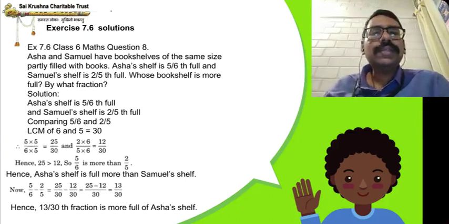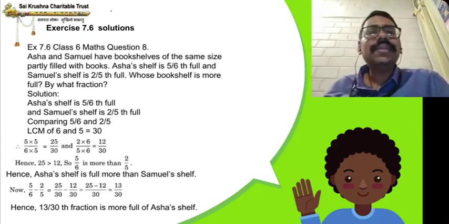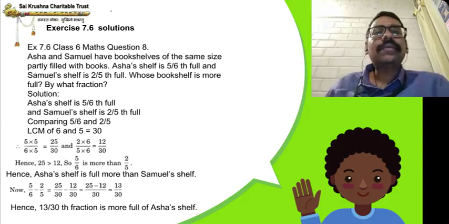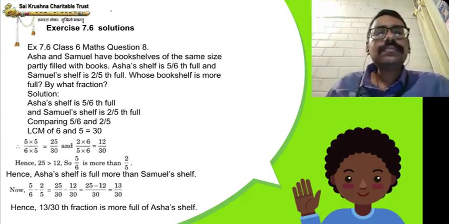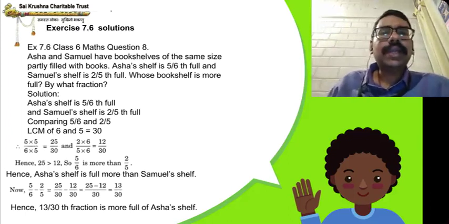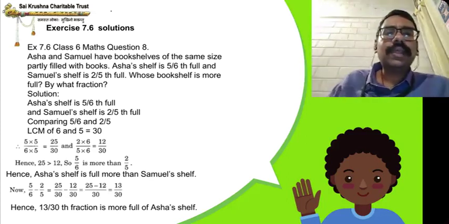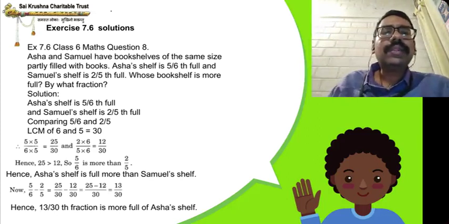Now go to 5 by 6. If you want to get 30 in the denominator, which number you should multiply with 6? 5. So multiply both numerator and denominator by 5. 25 by 30. Next 2 by 5. If you want to get 30 in the denominator, which number you should multiply with 5? 5 6s are 30. Correct. Now multiply both numerator and denominator by 6. We'll get 12 by 30. So 25 is greater than 12. Therefore, 5 by 6 is more than 2 by 5.